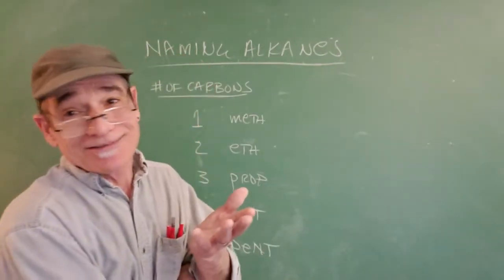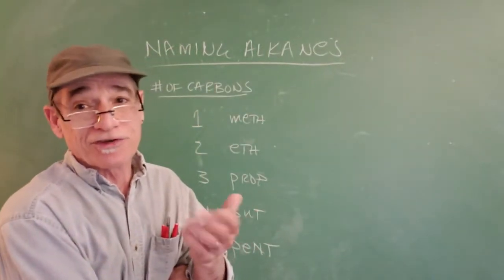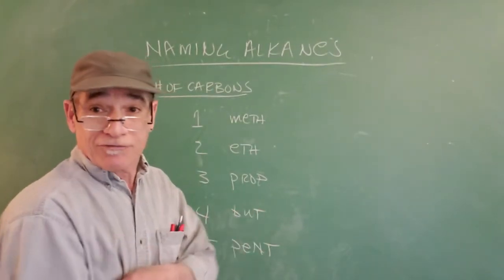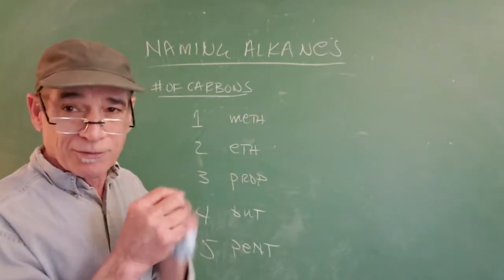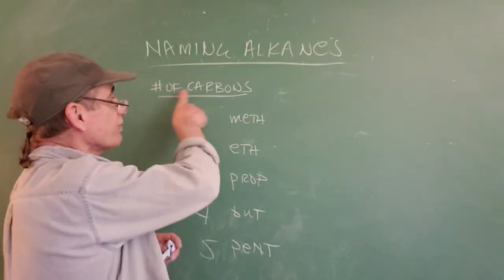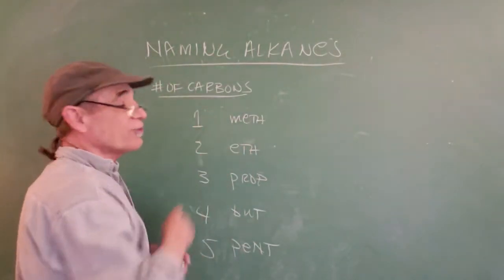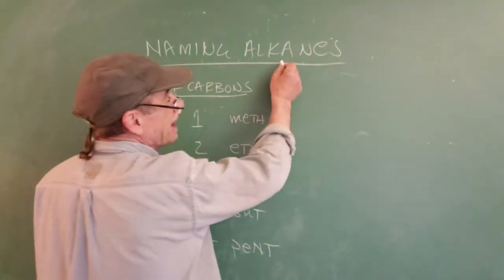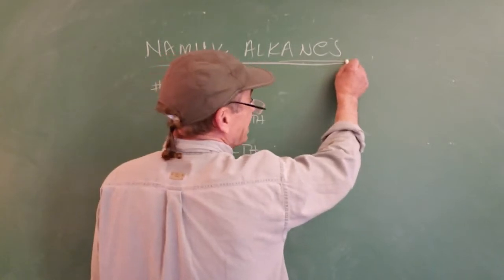Essentially they assigned a prefix to stand for the number of carbons that appear in any molecule, or any little branch of a molecule. For instance, if there's just one carbon, it uses the prefix meth, like methane. You'll notice that the alkanes all end in ane.